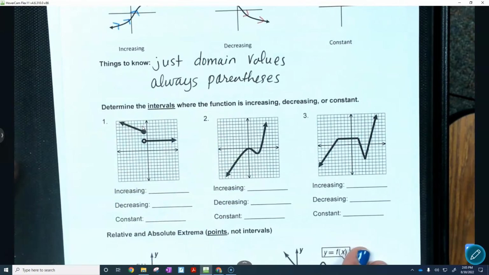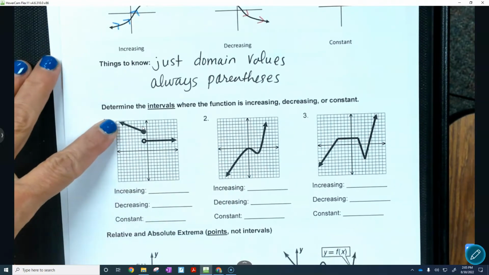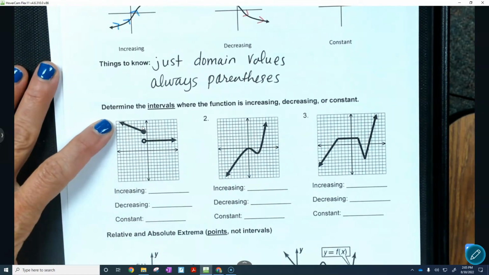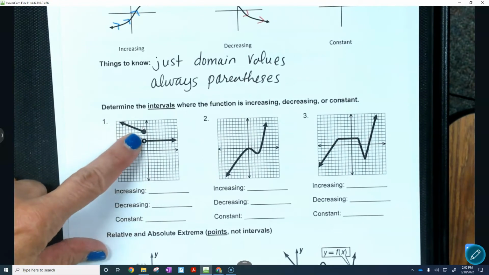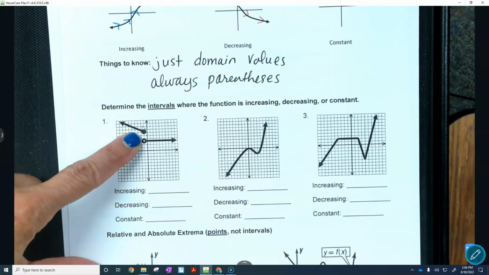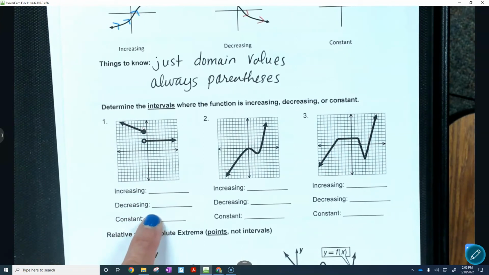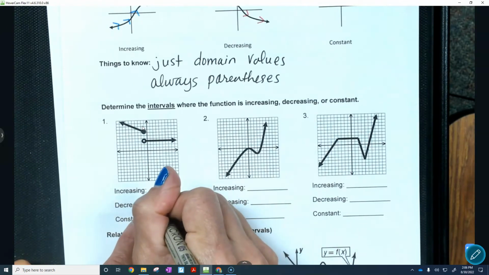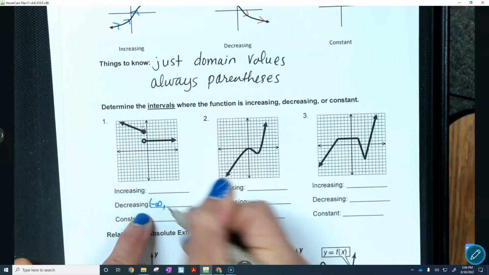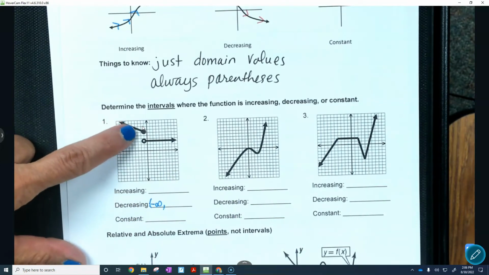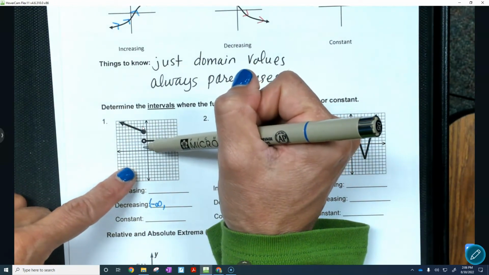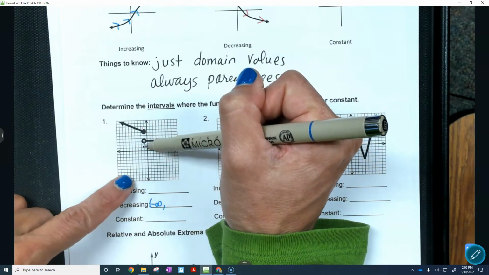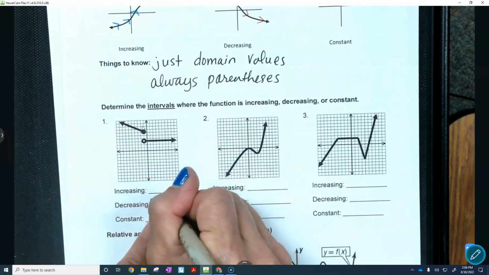When we read this graph from left to right, the first thing we see is an arrow. That arrow is pointing to negative infinity for x. If I tried to walk on this, would I walk uphill or downhill? Downhill is right. Go to your decreasing blank and start with negative infinity. I would walk all the way down to this point right here. And guys, what is this x value right here? -1, correct? So it's decreasing from negative infinity to -1.